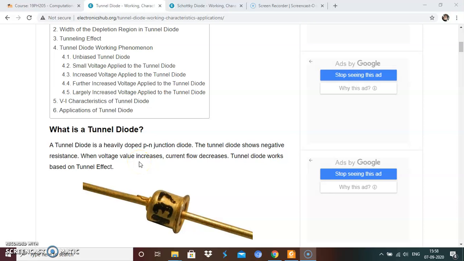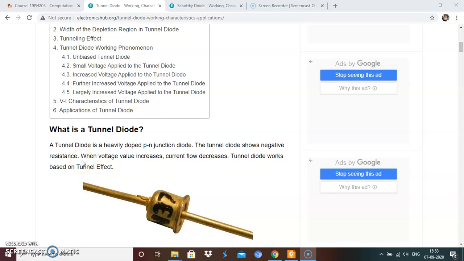Welcome to all. In this lecture, we are going to discuss the tunnel diode. What is a tunnel diode? It is a heavily doped PN junction diode. This diode shows negative resistance.